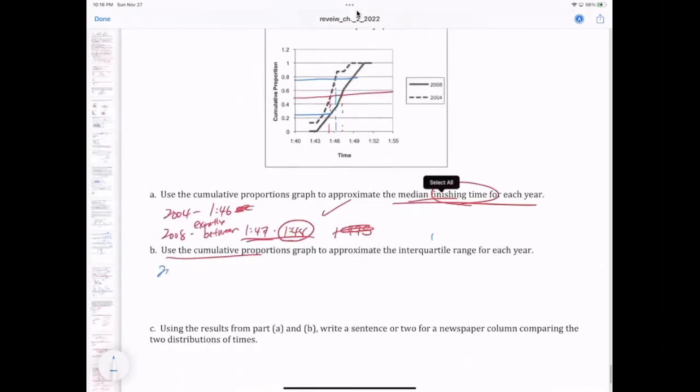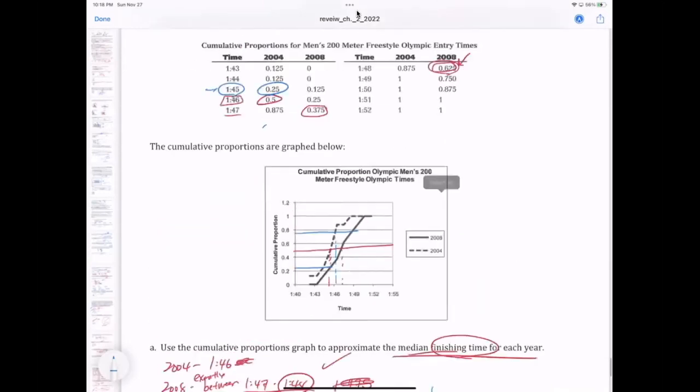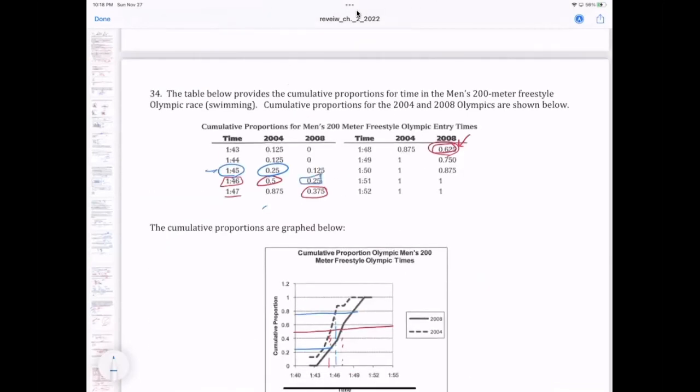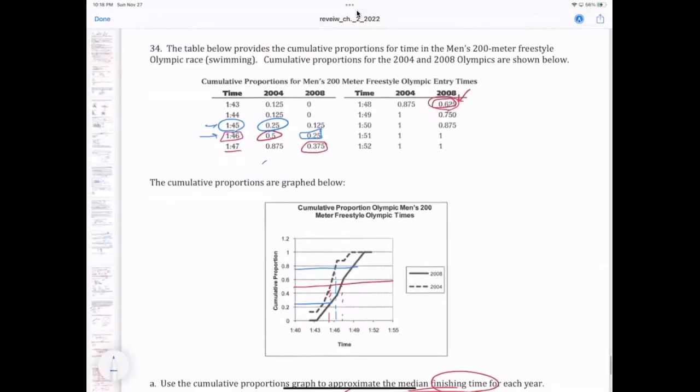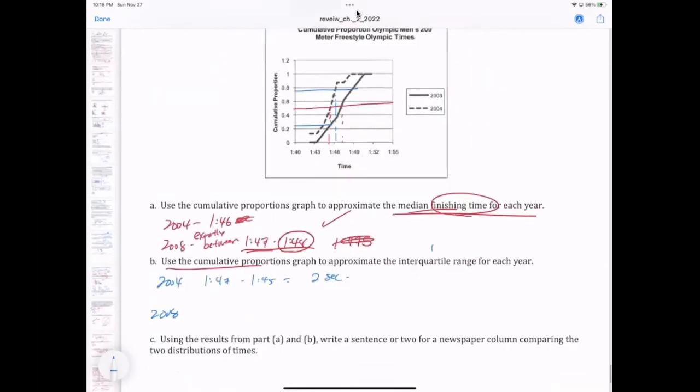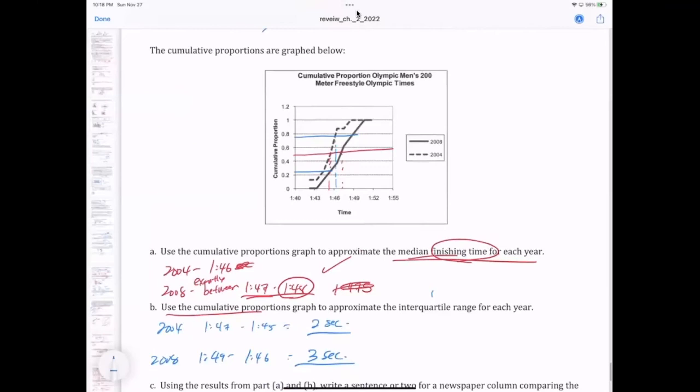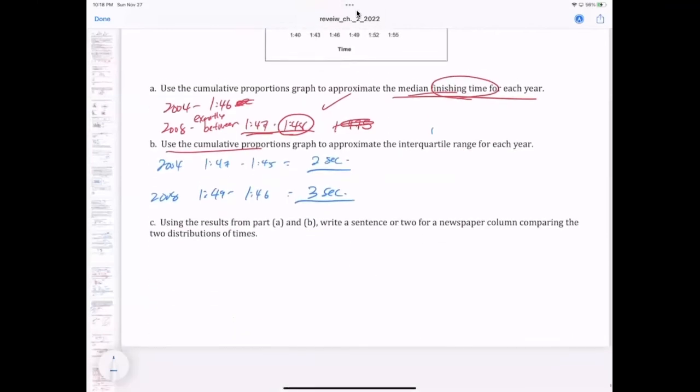So for 2004, 1 minute and 47 minus 1 minute and 45, that will give me 2 seconds in total. For 2008, the 25th percentile is actually at 1 minute and 46 seconds. And the 75th exactly is 1 minute and 49. So 1 minute and 49 minus 1 minute and 46, it's about 3 seconds here. That's a handful, but that's IQR and how you figure it out. You look at the 25th and the 75th percentile.